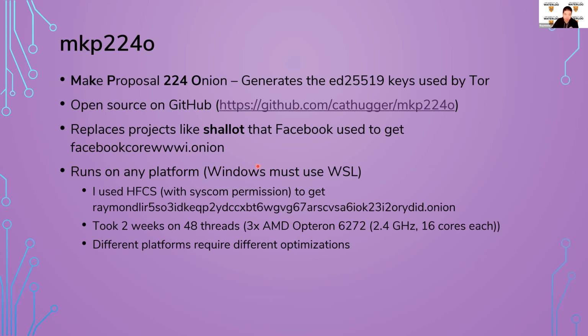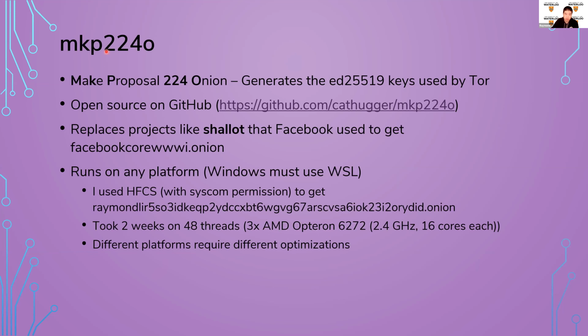And what I just did with HFCS, the Computer Science Club server, in the past month or so, was use mkp224o to generate this domain, which I now use for my personal website. So this is Raymond Lee. I put in the filter "raymondlee", and then it took 2 weeks on the 48 threads of 3 AMD Opteron CPUs from 2012 and got this domain.